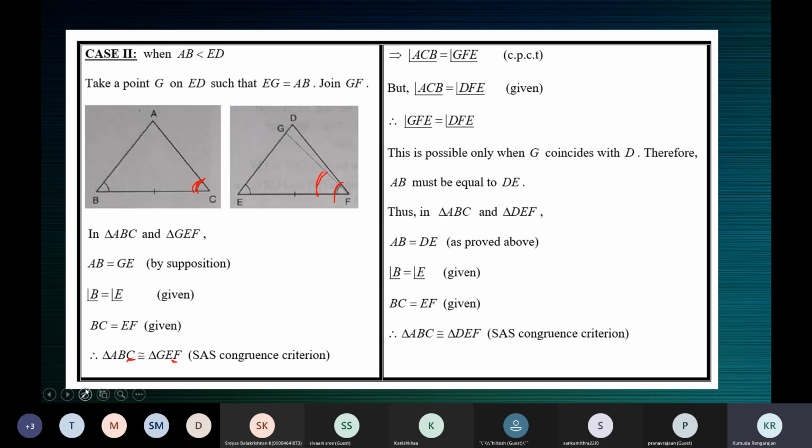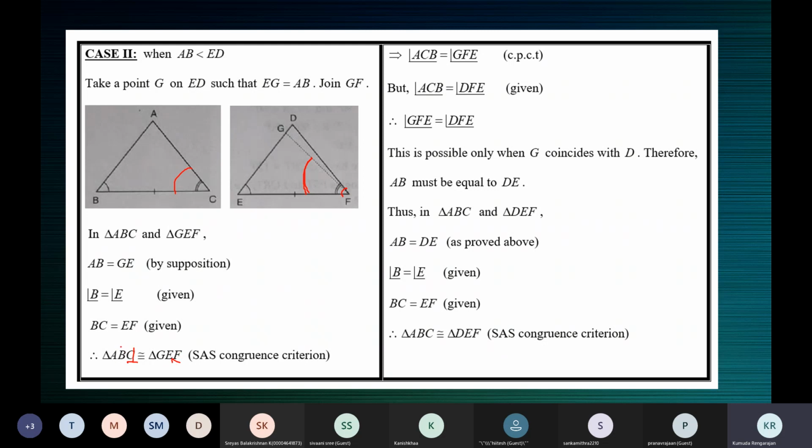You should be careful when you look at the vertices, angle C and angle F. See the third vertex, angle C, the third vertex, angle F. This is angle F because the triangle is GEF. In GEF, this is only F, not this fully. In triangle GEF, this is F. In triangle ABC, this is C. So you can see here the third letter C is equal to F.